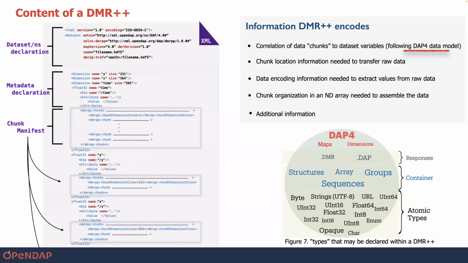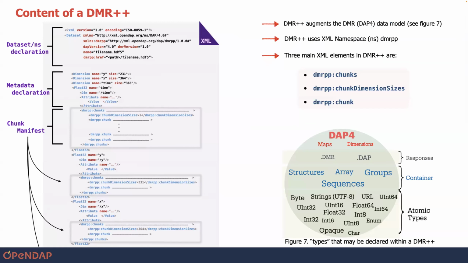Then just below that, and for some reason I don't have a pointer that I can do much with, you can see the actual chunk manifest. It starts off with the element DMR/PP chunks, and then we see chunk dimension sizes, and then we see the chunk information. And this repeats for every variable in the data set.